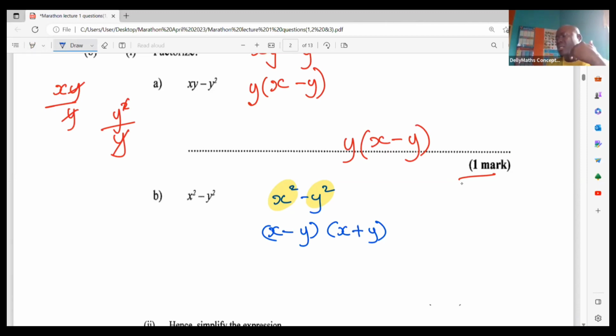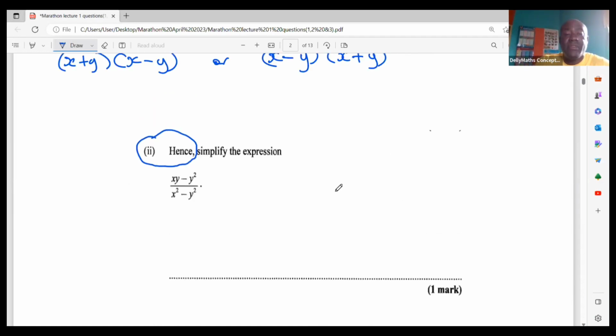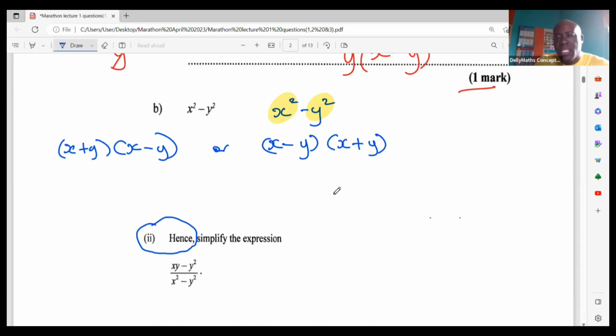It doesn't matter. The same answer. So let's look at this. This is a follow-up, the same question. So it says, "hence." This word has a meaning. Now, if they said "hence or otherwise," then you can do anything you want. But if they just said "hence" alone, they are suggesting that the answers you just retrieved, you have to use them. Hence would have meant that simplify.